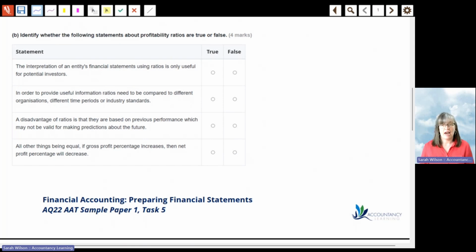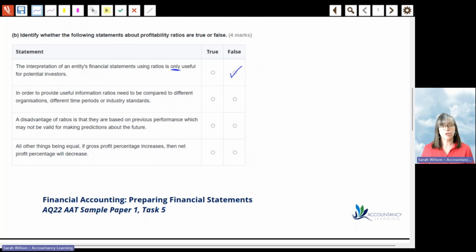However, the ratios are actually also good for the management and owners of the business. So it can both be used by potential investors and internal management and owners. So therefore, it's false because they're not only useful for potential investors.